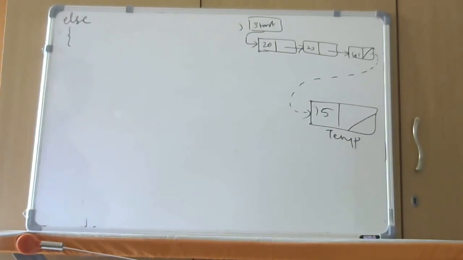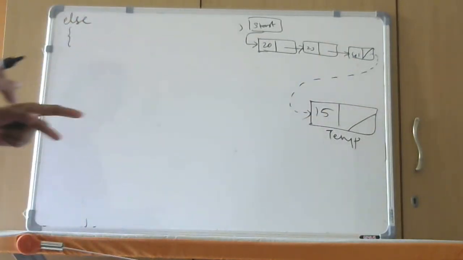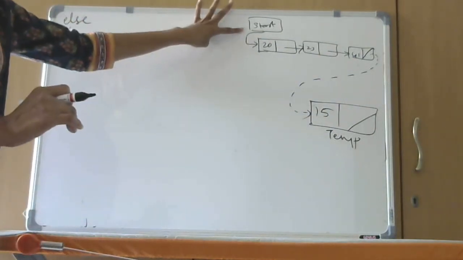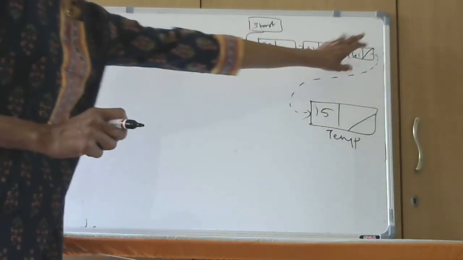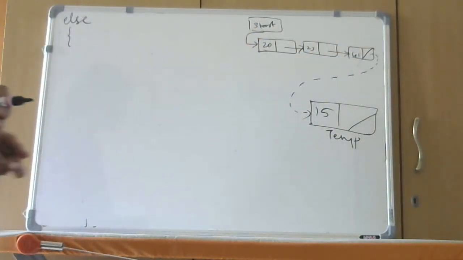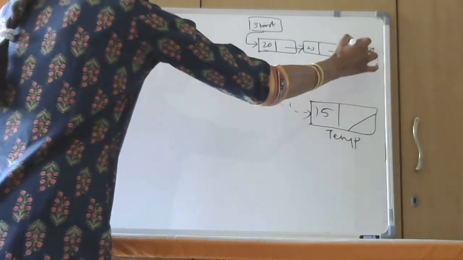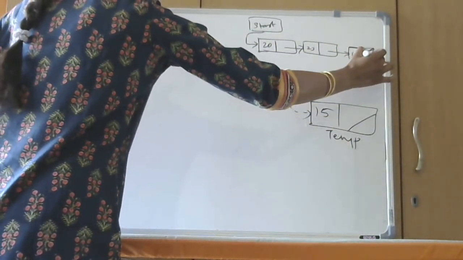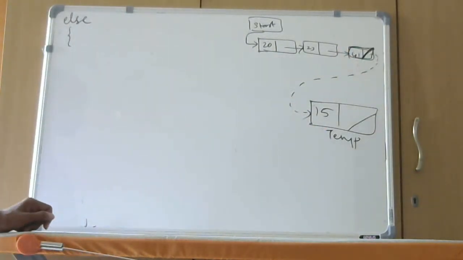So what is the else condition? The list is not empty and I have to insert this temp at the end. Now, I should come up to this node, is it not? After this last node I want to insert this. So I will have to find out which node has this null. That is an indication for me to know that it is the last node.